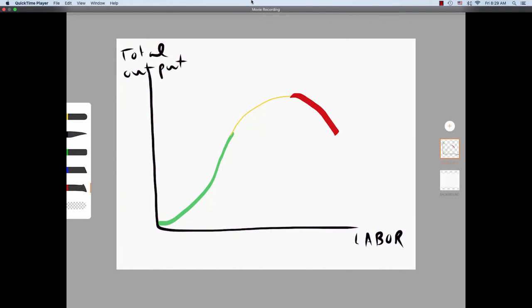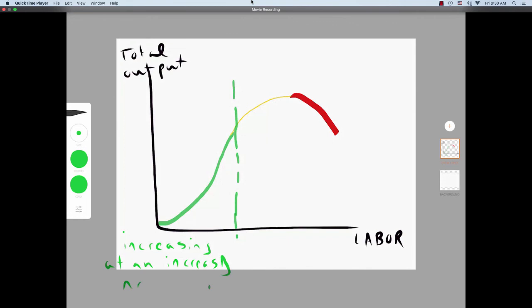So in this green part of the graph, this is what we refer to as productivity increasing at an increasing rate. Again, this is good. You add workers, and the workers that you add are more productive. The marginal productivity is higher for each additional worker that you add.